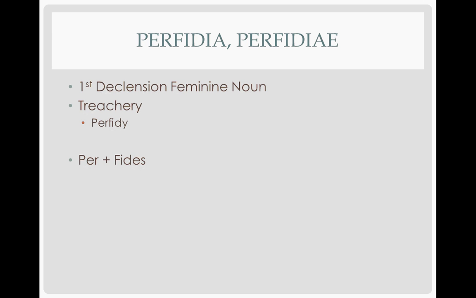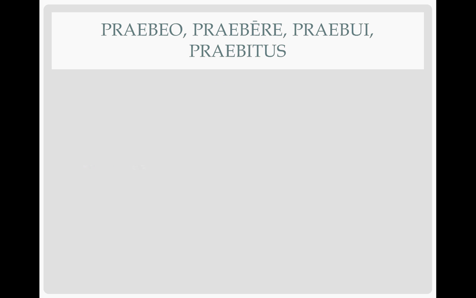Perfidia, perfidiae. It's a first declension feminine noun meaning treachery. Perfidy is our derivative from it. And it's literally per fidem, through your faith, through your trustworthiness. Praebeo, praebere, praebui, praebitus. It's a second conjugation verb, meaning to provide. We get the English derivative prebend from it.